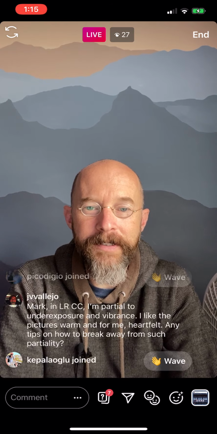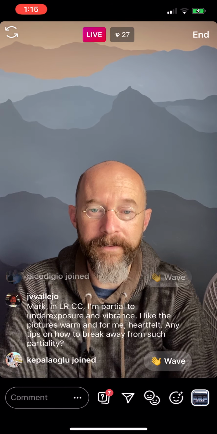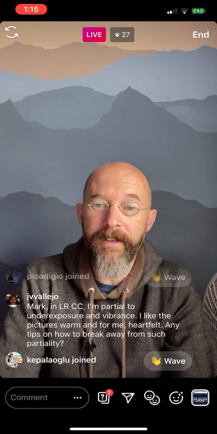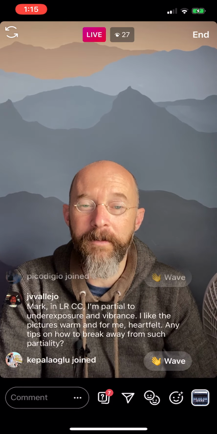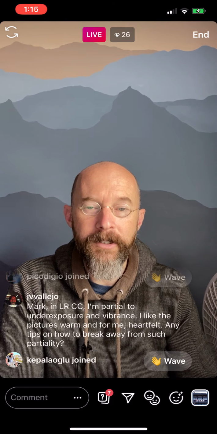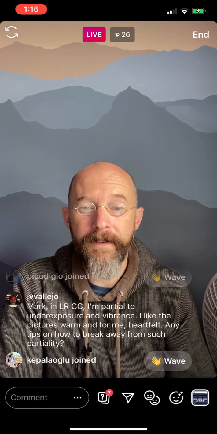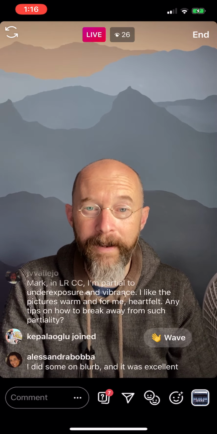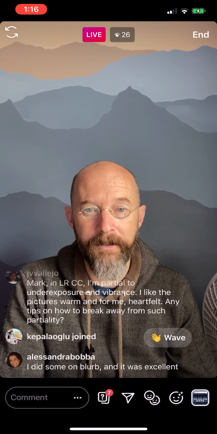Mark, in LRCC, I'm partial to underexposure and vibrance. I like the pictures warm and, for me, heartfelt. Any tips on how to break away from such partiality? I don't think you need to. I think that you go with whatever your heart tells you, with whatever your soul tells you, and you will change that down the road when you feel that you're ready for a new style. However, I wouldn't bother changing it. You keep going with what makes you feel good and don't worry about other genres yet.